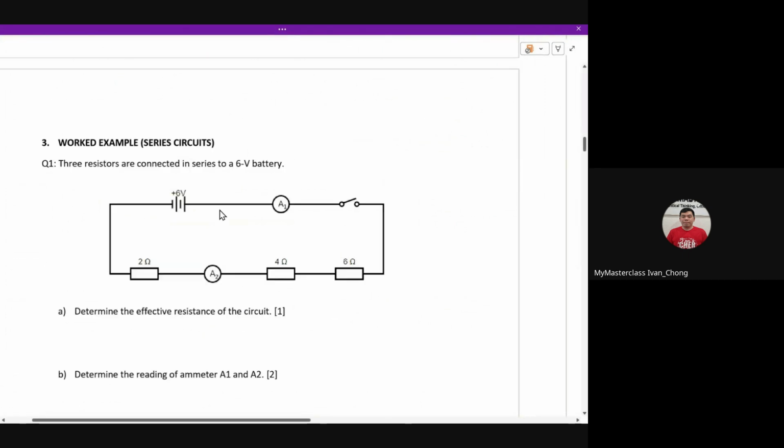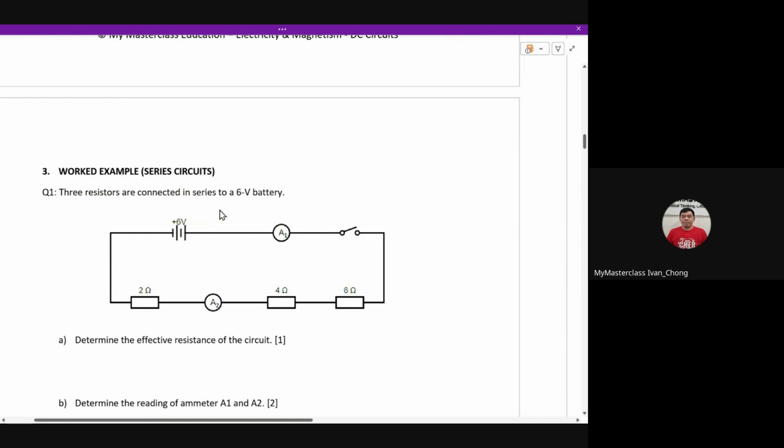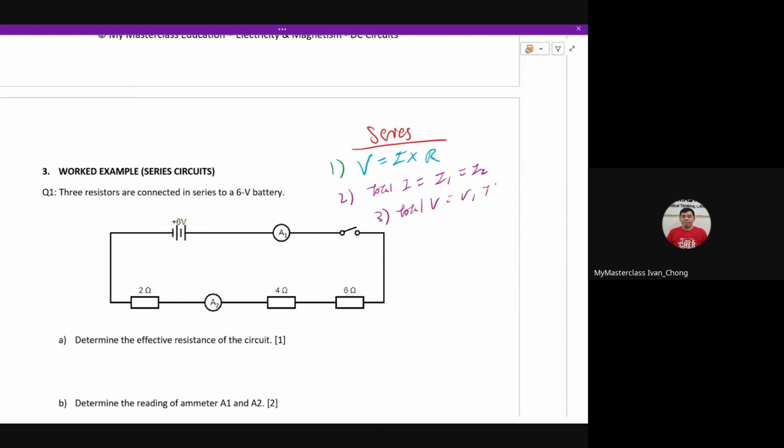So when you have a series circuit, first thing, always ask yourself, number one, what is your circuit? Is it series or is it parallel itself? So first thing, for series, number one, we always use V equals I times R first. Okay? Remember your last chapter? V equals I times R first. Then number two, because this is series, ask yourself now, total I is I1, is I2. They're all the same. Okay? Number three, total V is V1 plus V2. Number four, total R is R1 plus R2.